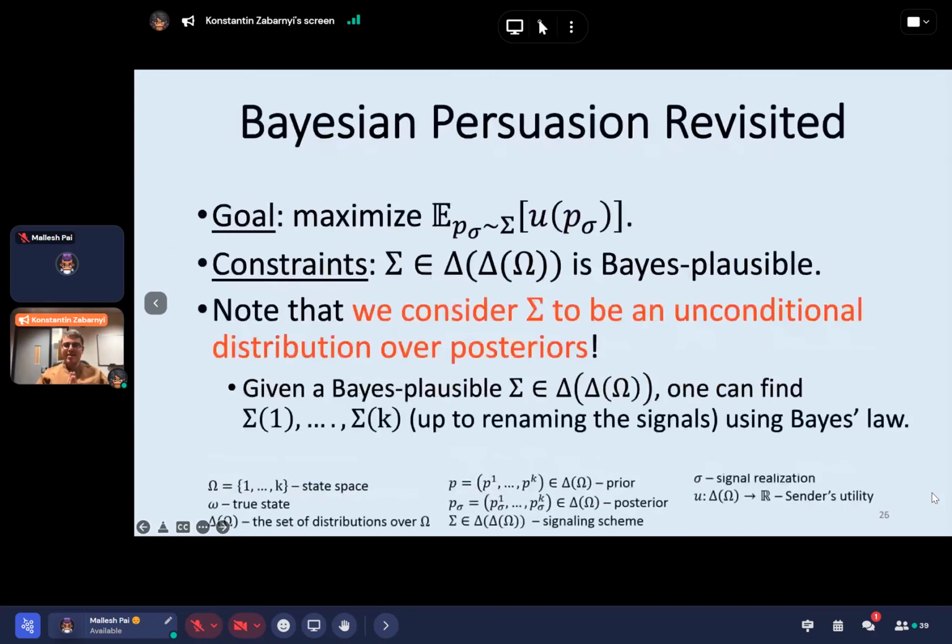So the goal is to maximize the expected indirect sender's utility, which is a function of the posterior, over all possible signaling schemes that are Bayes plausible, which means, I remind you, that the expectation of the posterior must equal the prior. And this is the only requirement. And if you really want to, you can go back to the conditional distributions over posteriors, and define the signaling scheme according to our original definition, using Bayes' law, up to renaming the signals. But usually it is omitted in the story because it's truly straightforward using Bayes' law.